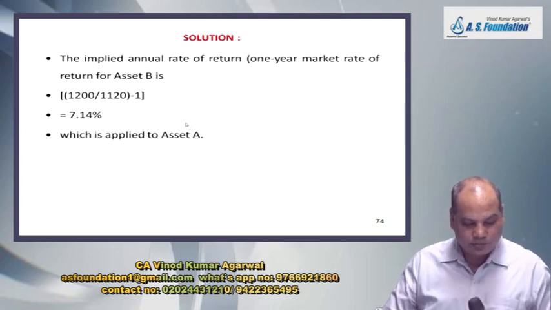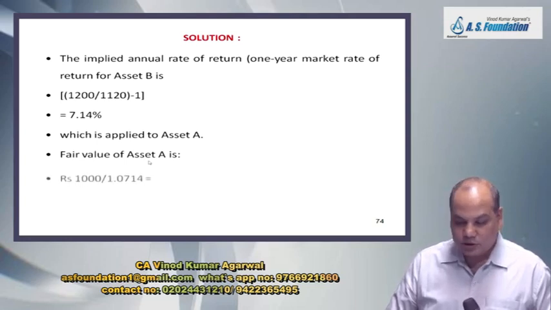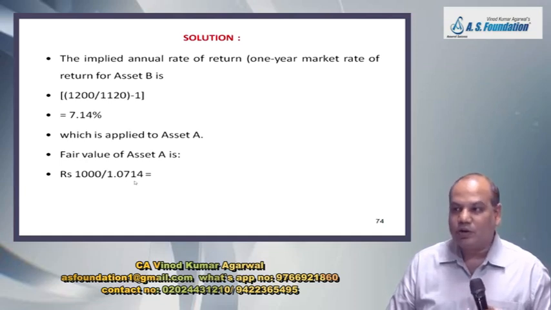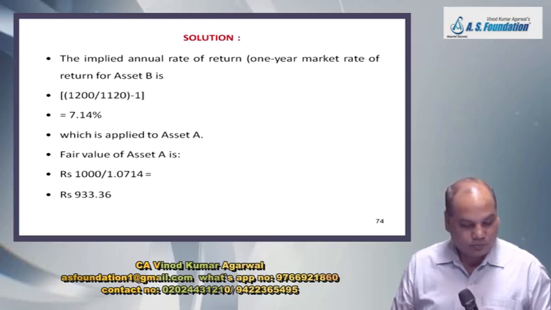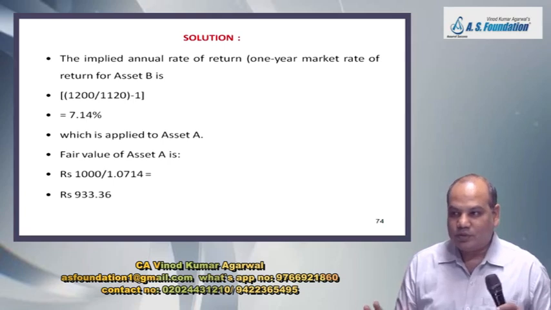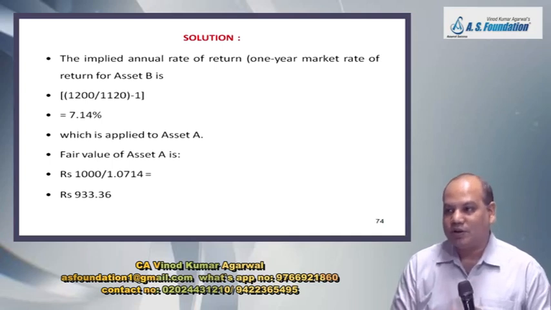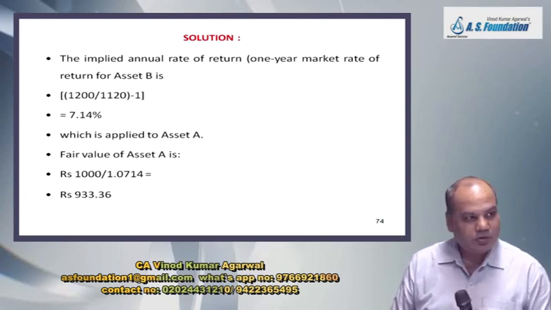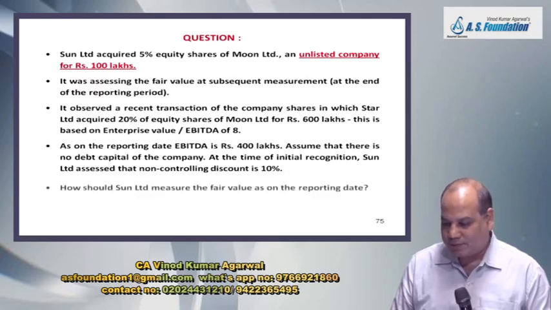So assuming that both are similar assets, therefore fair value of asset A will be equal to, now what is the cash flow asset A will generate after 1 year? 1000 divided by 1.0714 is equal to, come on, 933.36. So this is the use of the market data of similar asset to find the fair value of the given asset. Okay. You want to try one more? Try your luck. Let us see who will give me answer of question number 5.